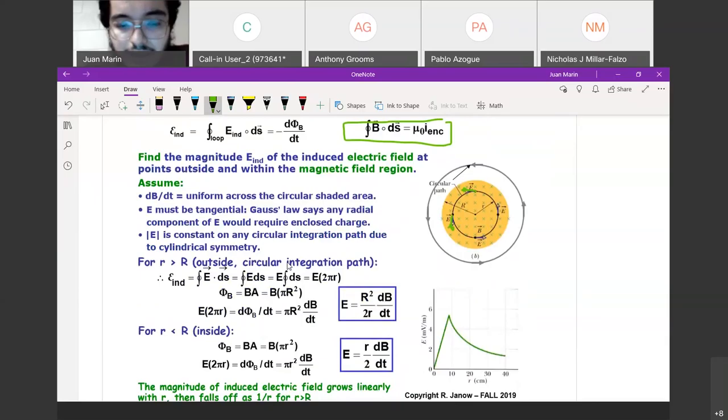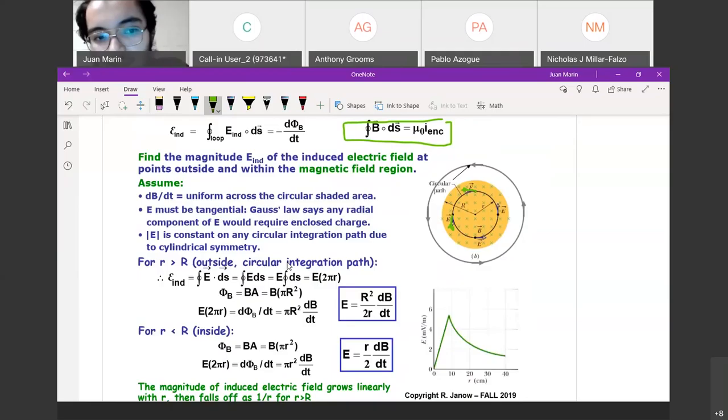So let's find the magnitude of the electric field. This is the induced electric field at the points outside and within the magnetic field region. The magnetic field is uniform in the circular shaded area, and the electric field must be tangential. And so the magnitude of the field will be constant on the integration path, because it's a loop.